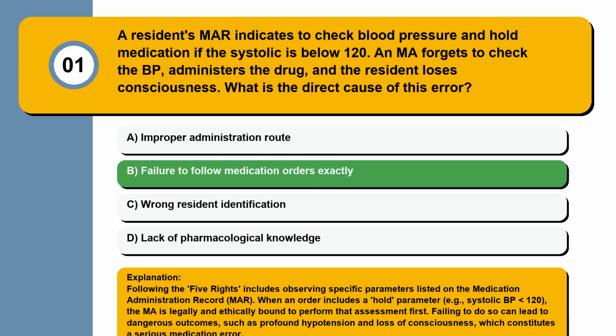Following the 5 rights includes observing specific parameters listed on the medication administration record, MAR. When an order includes a hold parameter, for example systolic BP below 120, the MA is legally and ethically bound to perform that assessment first. Failing to do so can lead to dangerous outcomes, such as profound hypotension and loss of consciousness, which constitutes a serious medication error.